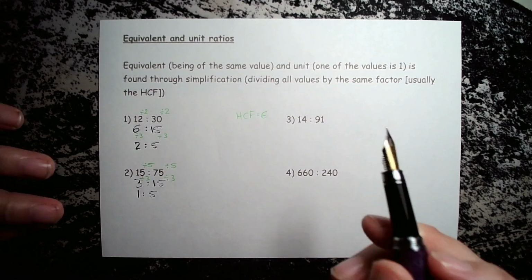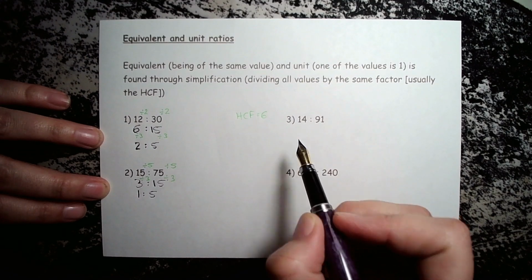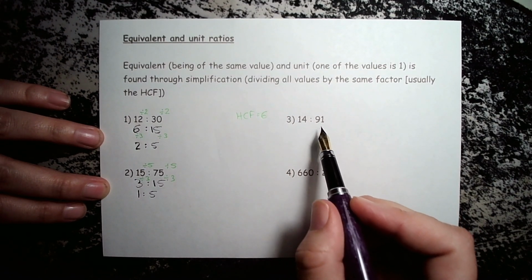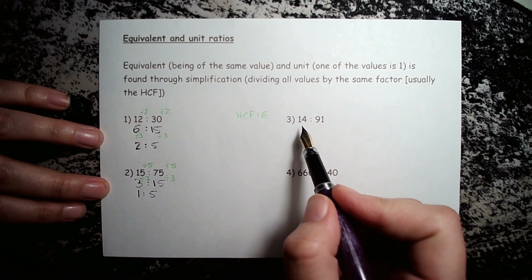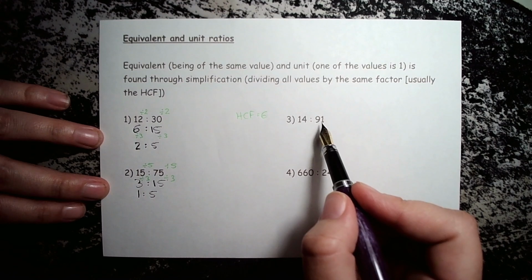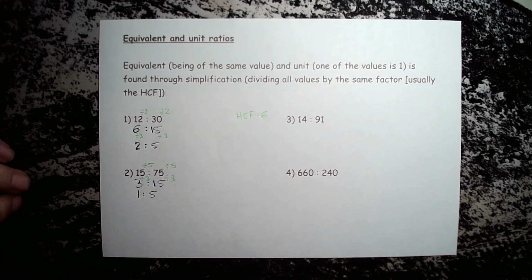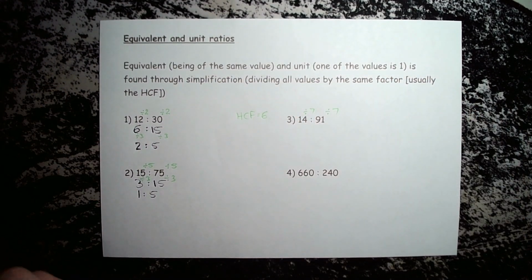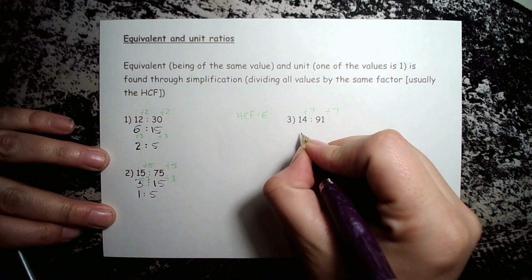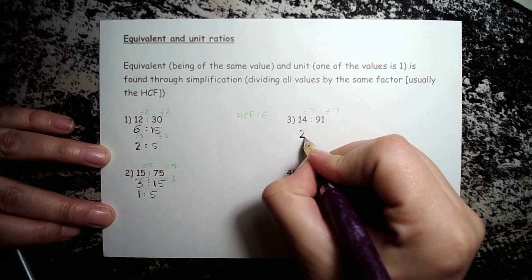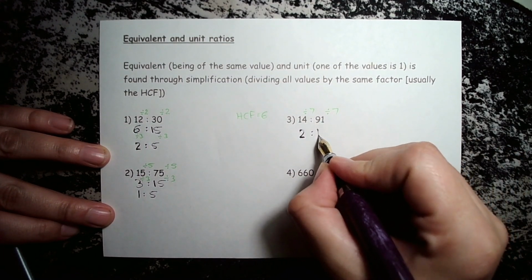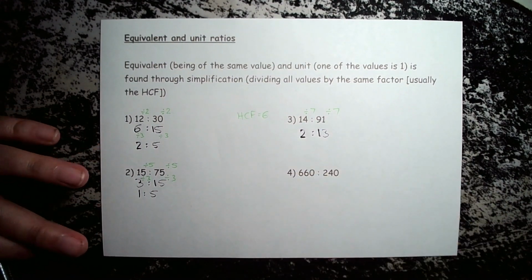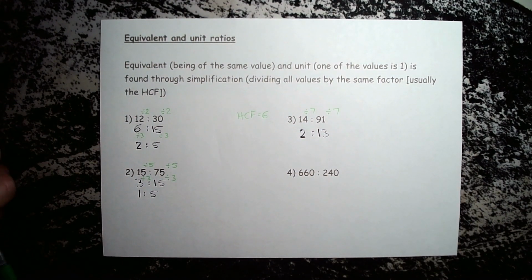Let's try 3. 3 does not divide into 14. 5 divides into neither. Our next prime number is 7. 14 divided by 7 gives us 2, and 91 divided by 7 gives us 13. So we can divide both of these by 7. 14 divided by 7 is 2, and 91 divided by 7 is 13. Both 2 and 13 are prime numbers, and therefore we can't divide any further than this.